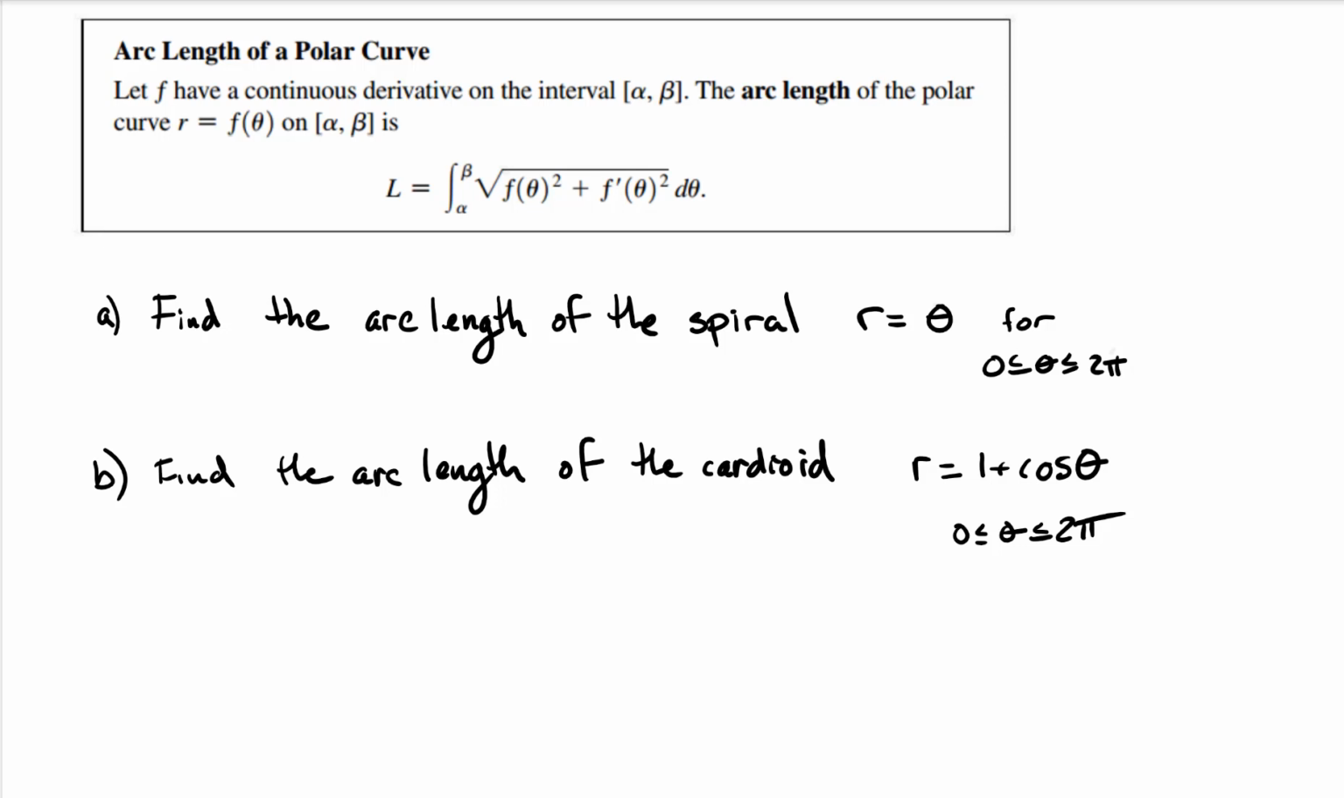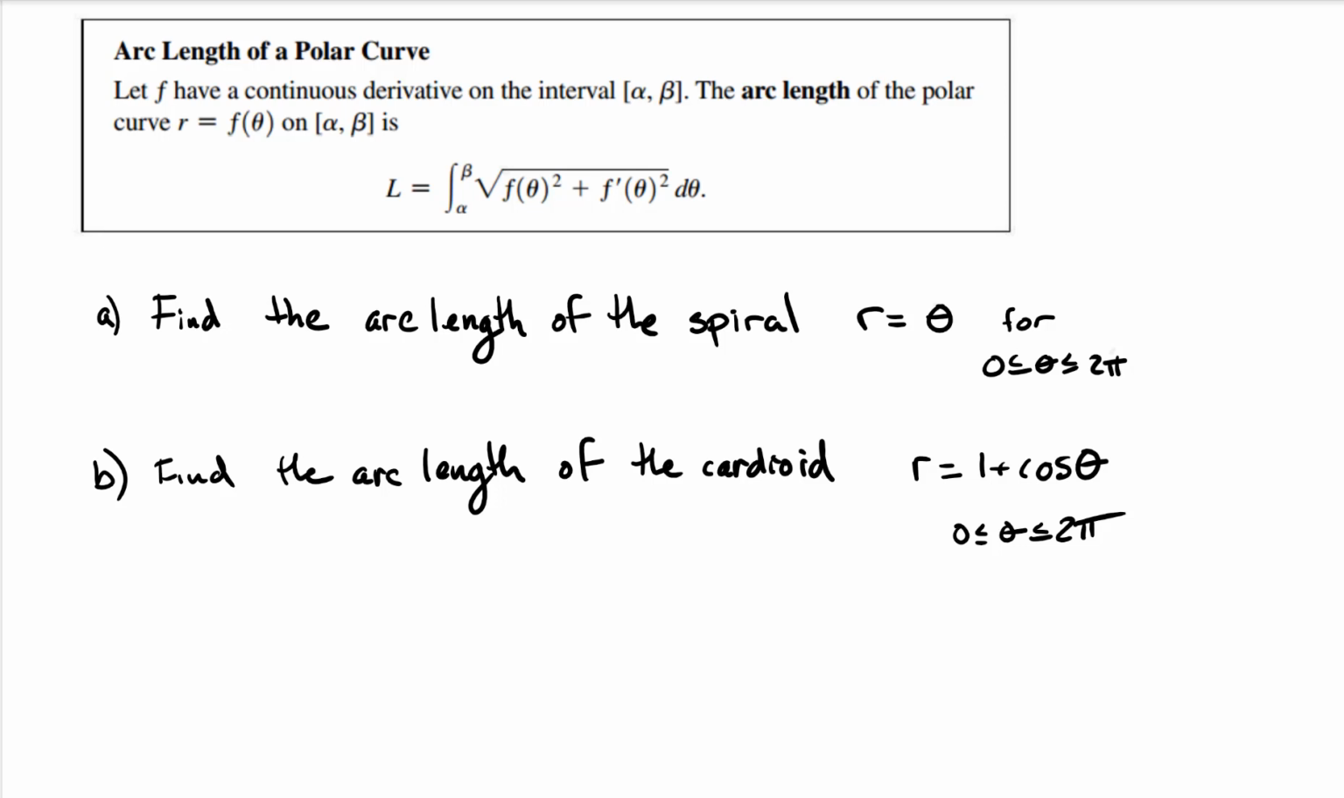Arc length of a polar curve: let f have a continuous derivative on the interval of alpha to beta. Angles. When you see Greek, just think angles. The arc length of the polar curve, r equals f of theta, on the interval from alpha to beta is, well, the integral of the square root of the function squared plus its derivative squared, d theta. Okay. Cool.